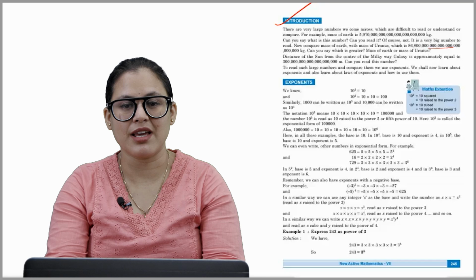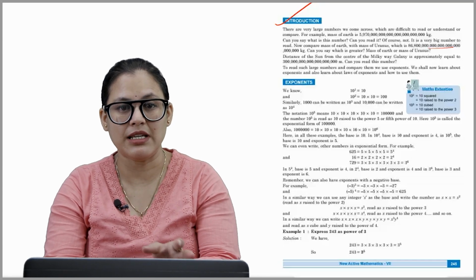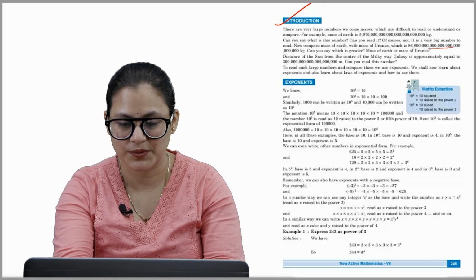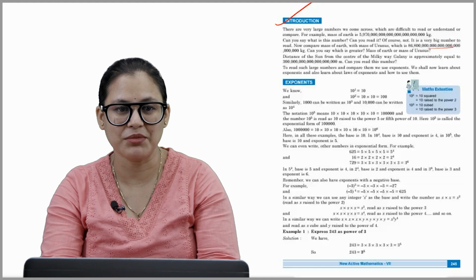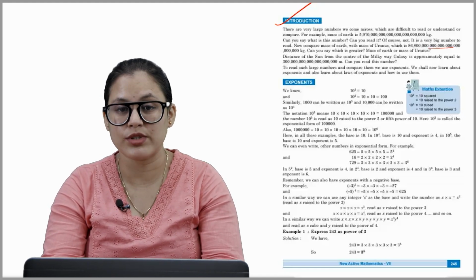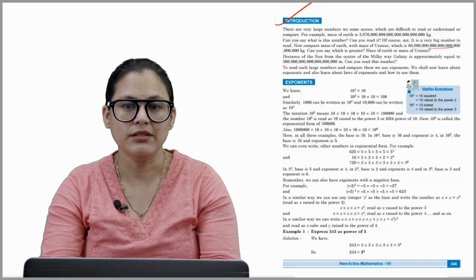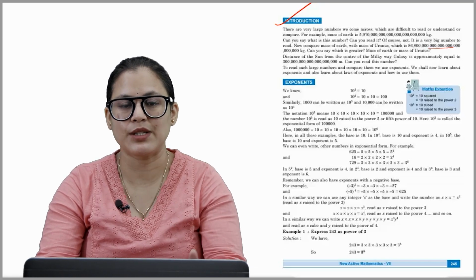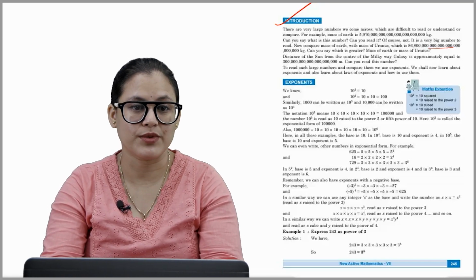Distance of the Sun from the center of the Milky Way galaxy is approximately equal to this much. Can you read this number? To read such large numbers and compare them, we use exponents. We shall learn about exponents and also learn about laws of exponents and how to use them.